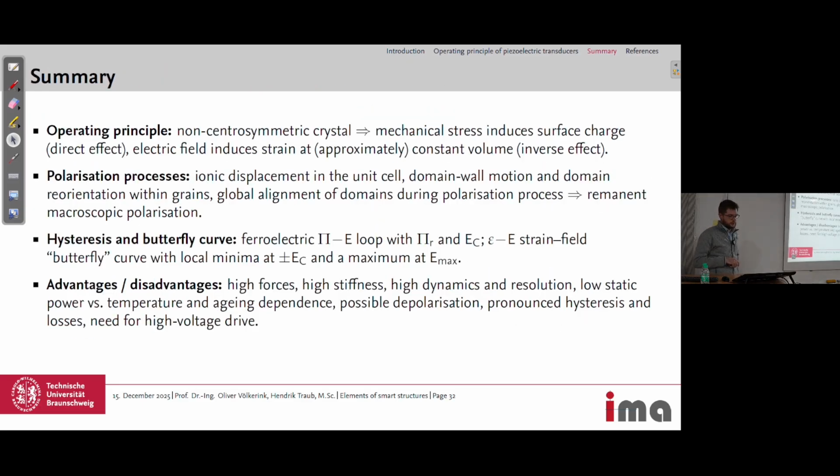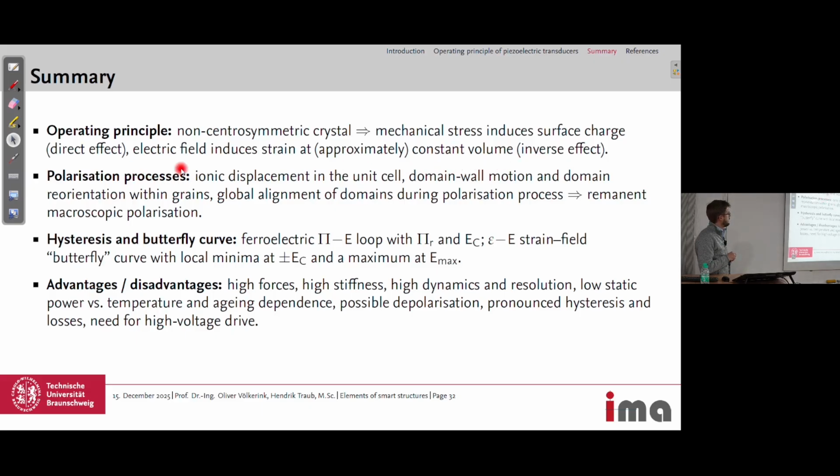And with this, I come to the overall summary for this lecture. The operating principle is a non-centrosymmetric crystal. Mechanical stress induces a surface charge, so this is the direct effect, or an electric field induces a strain at approximately constant volume. This is the inverse effect.